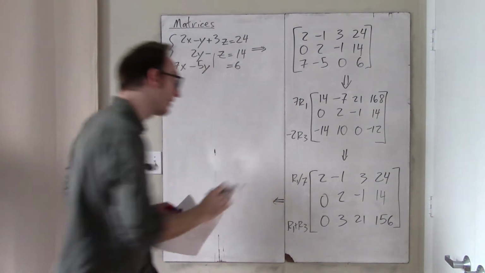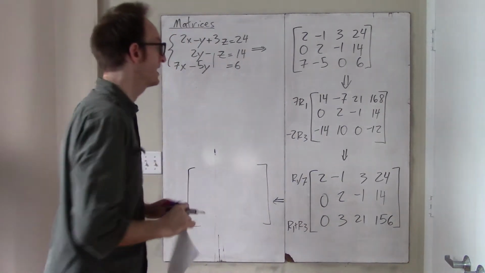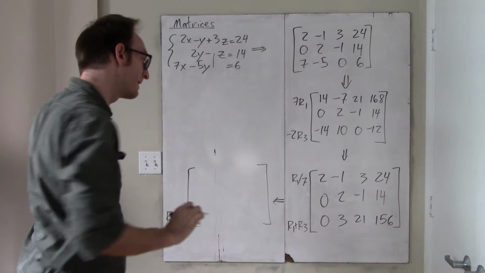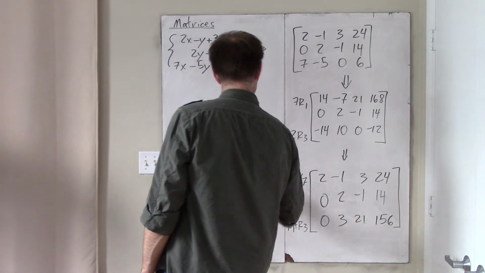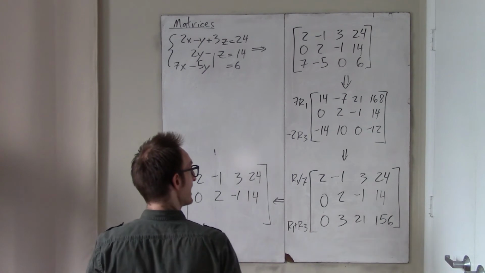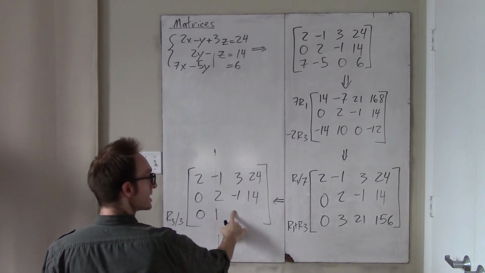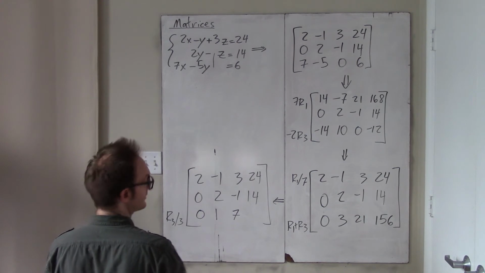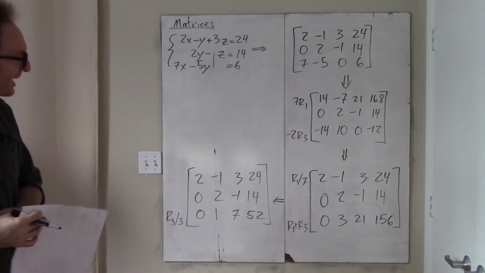Okay, what now? One thing I notice right now, and maybe you do too, is that everything in this row can be divided by 3. So let's divide row 3 by 3, just because I can. So I get 2, -1, 3, 24, 0, 2, -1, 14. And then here, if I divide through by 3, I get 0, 1, 7, and 3 goes into 156 52 times. Okay, so that was just a lot of writing to get me to this nice spot.